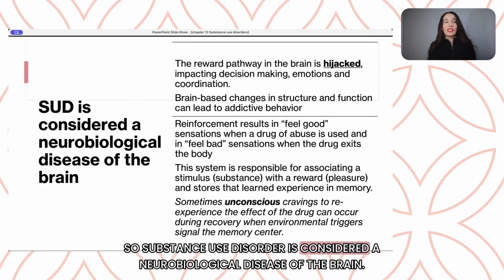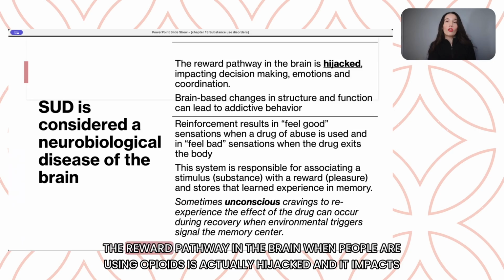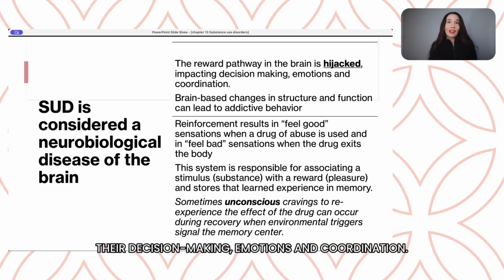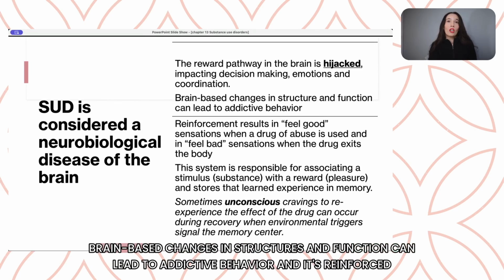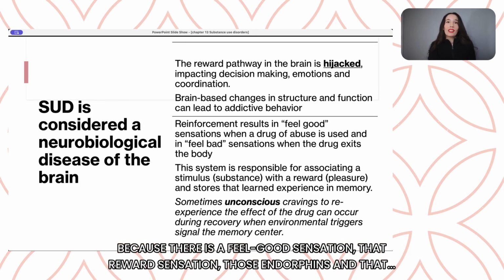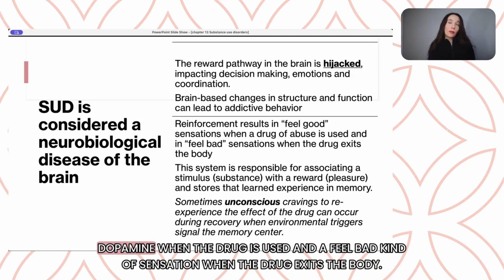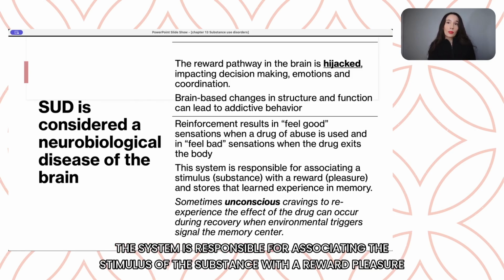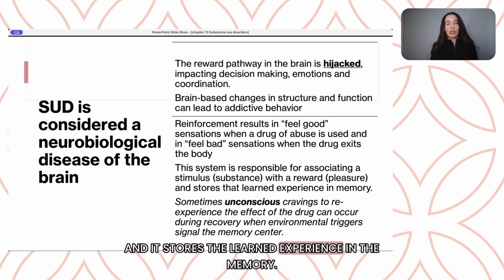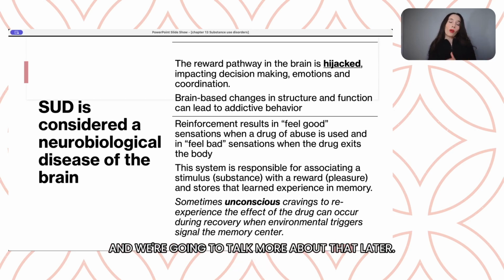So substance use disorder is considered a neurobiological disease of the brain. The reward pathway in the brain when people are using opioids is actually hijacked, and it impacts their decision-making, emotions, and coordination. Brain-based changes in structures and function can lead to addictive behavior. And it's reinforced because there is a feel-good sensation, that reward sensation, those endorphins and that dopamine when the drug is used, and a feel-bad kind of sensation when the drug exits the body. The system is responsible for associating the stimulus of the substance with a reward pleasure, and it stores the learned experience in the memory. And we're going to talk more about that later.